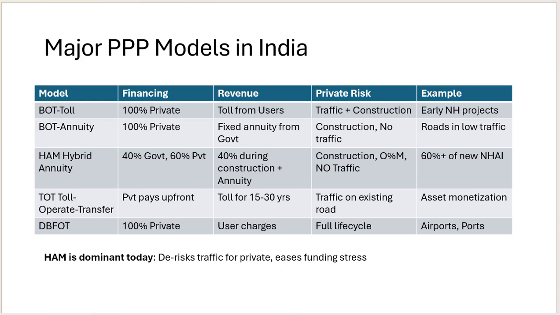Then the BOT annuity is the second type of model. Here 100% private financing is done by the private party, and a fixed annuity is paid by the government. Construction is done with no traffic risk; it's a fixed amount paid by the government. So there is no traffic risk, but in BOT toll, there is traffic risk as well.